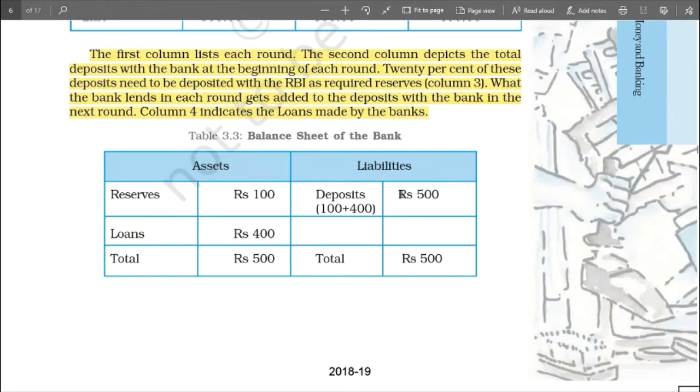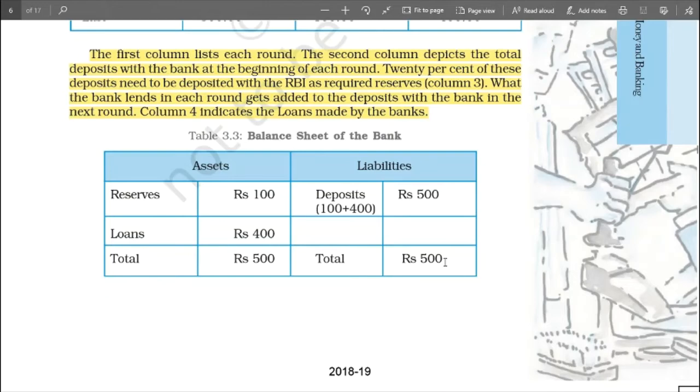500 it has to pay because it's deposit, it's liabilities, but at the same time it creates assets for the system. So if you look at this, reserve plus loan plus cash becomes 500, and the liabilities that it owes is 500. This is the idea of credit creation by commercial banks.